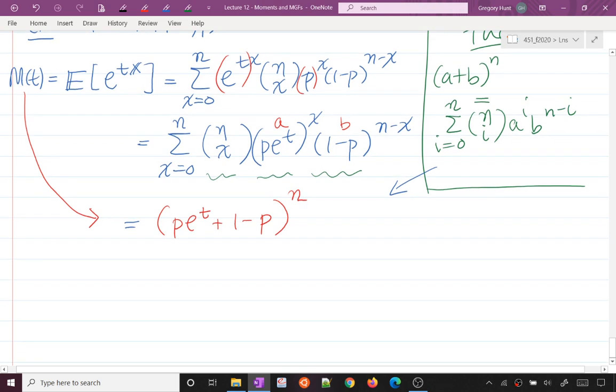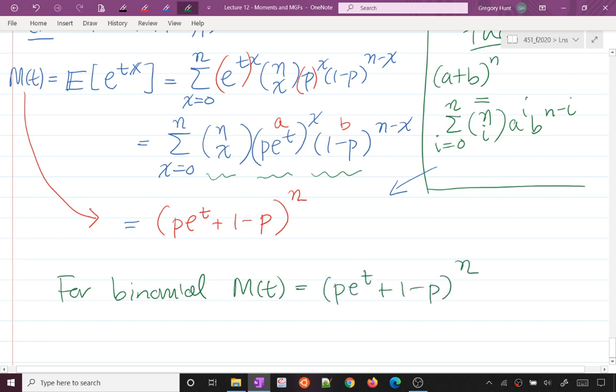So maybe let's just write that out and box it for the binomial. The moment generating function of t is (pe^t + 1 - p)^n.